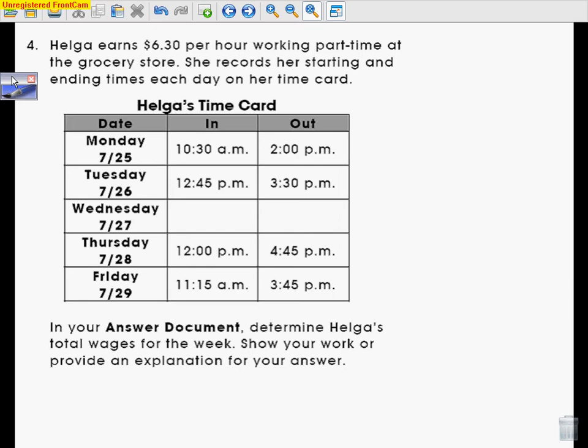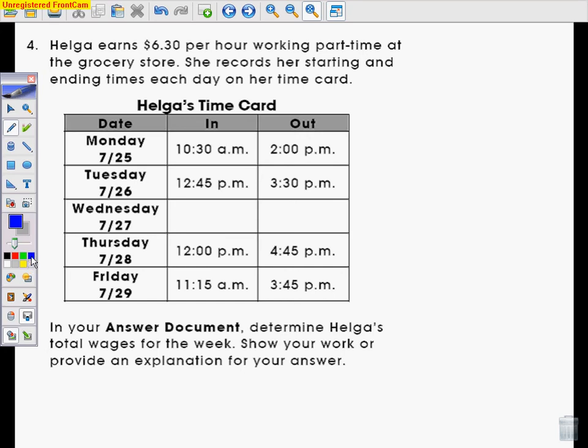All right, so once again, we know that Helga makes $6.30 per hour. So we know that we're going to take $6.30 and multiply that times however many hours she works. That's what we need to find out here first. So that being said, let's go through each day and figure out how many hours she worked each day.